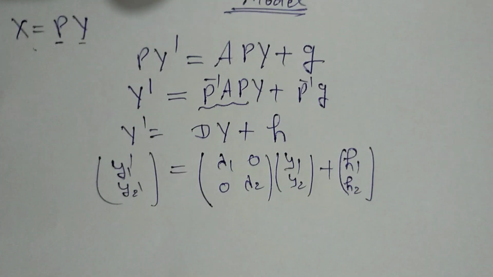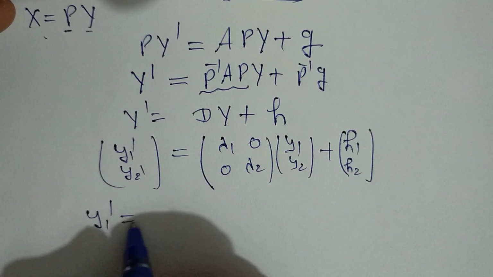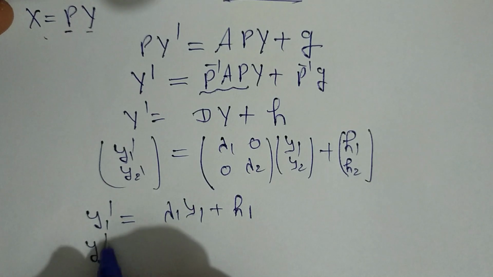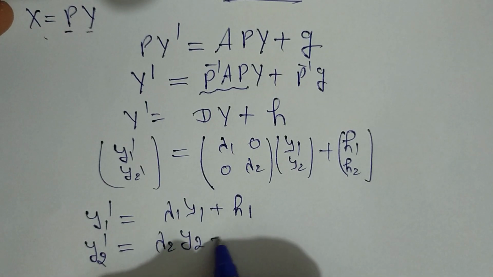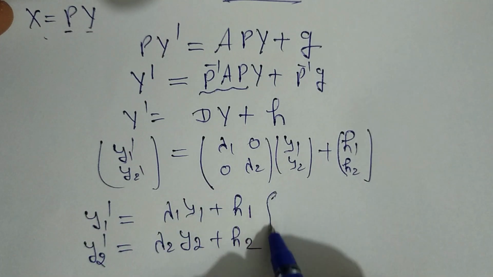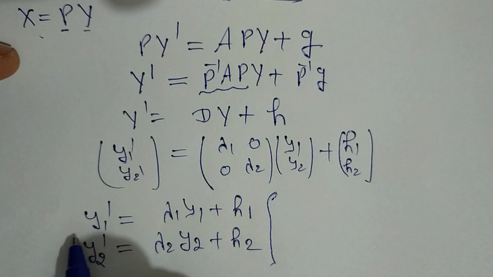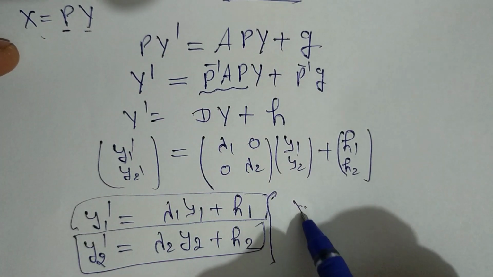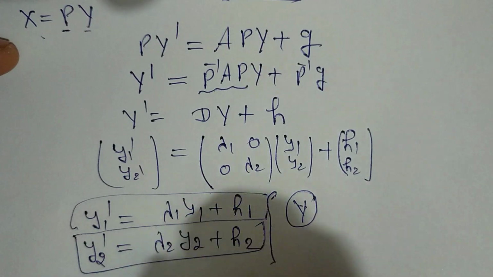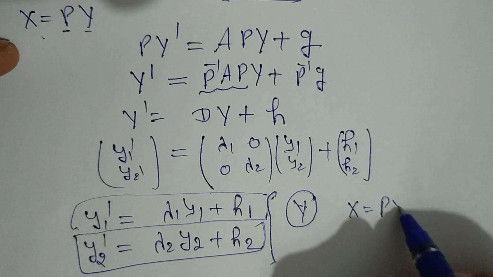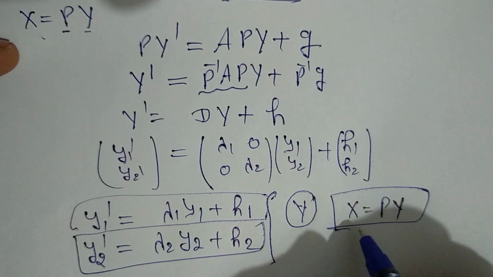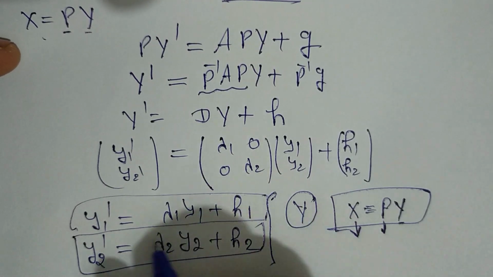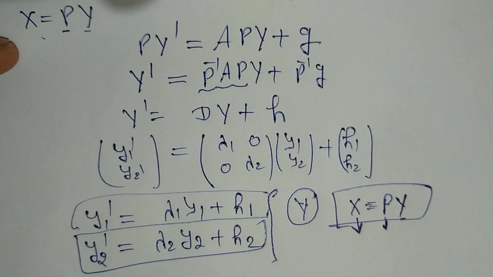If you open this bracket, we get y1 dash equal to lambda 1 y1 plus h1, and the second equation y2 dash equal to lambda 2 y2 plus h2. This equation we can solve. The first is in the single variable y1, and the second in y2, so we can solve and get the Y vector. Once you get the Y vector, your answer will be X equal to PY. So X is your required solution, equal to PY, where P is the modal matrix and Y is the solution y1 and y2.